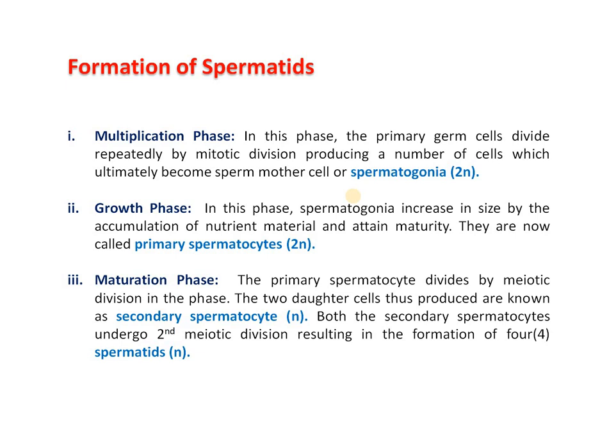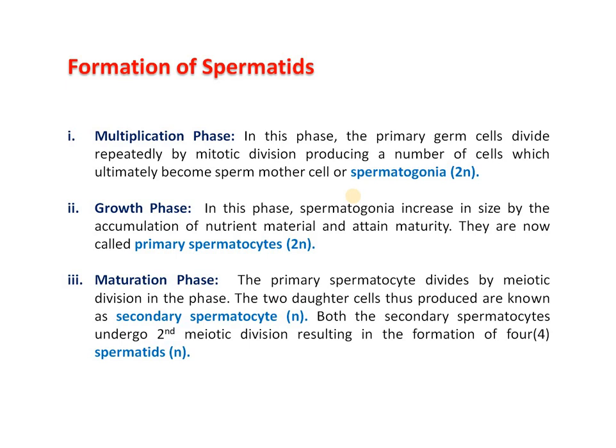In this phase the primary germ cells divide repeatedly by mitotic cell division. Now we know mitosis: the parent cell divides into two daughter cells. The most important thing to remember is that in mitosis, the number of chromosomes remains the same in the daughter cells as that of the parent cell. So in the multiplication phase, the primary germ cells divide repeatedly by mitotic division and produce a number of cells which ultimately become the sperm mother cell or spermatogonia. The spermatogonia consists of twice n number of chromosomes.